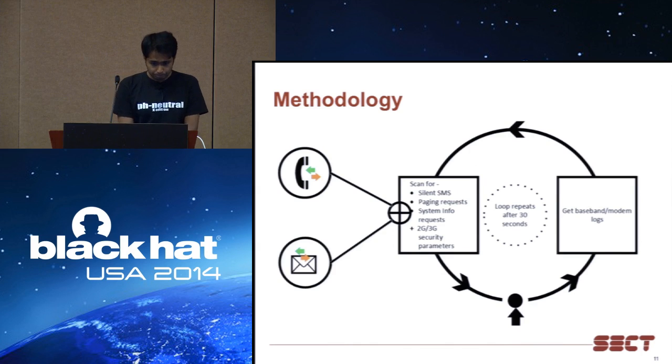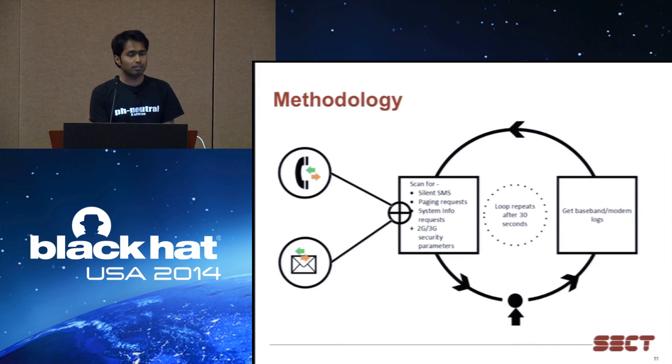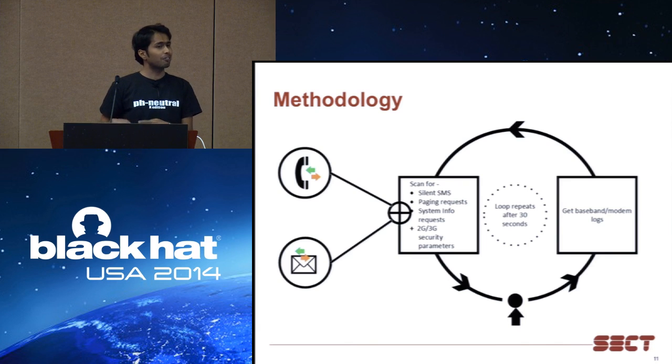So basically, it gets the baseband log, first of all. Then we scan for some of the parameters that are essential for us to detect, like silent SMS, paging requests, system type info for the base station. Then we also collect 2G and 3G security parameters. And this loop always runs once per minute.